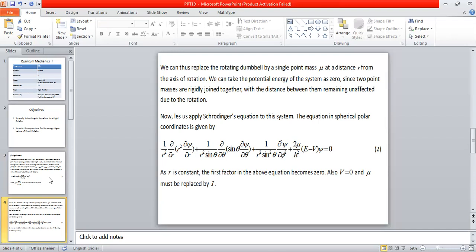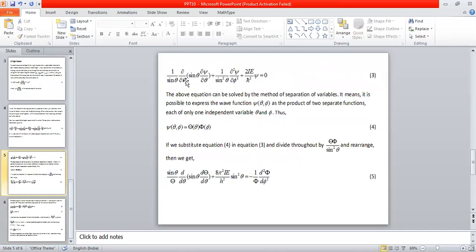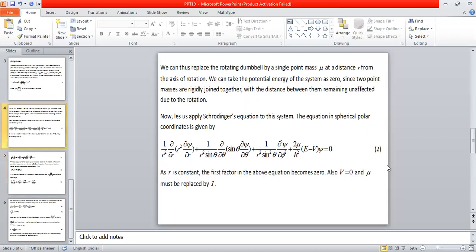After doing all these changes, we are going to end up with an equation like this: 1 by sin theta, dou by dou theta of sin theta dou psi by dou theta, plus 1 by sin square theta, dou square psi by dou phi square, plus 2IE divided by h square psi is equal to 0. This is the equation we get once we simplify by forgetting the first term, replacing mu, the reduced mass, by I, the moment of inertia, and substituting V equal to 0. And of course, there is a 1 by r square term here.